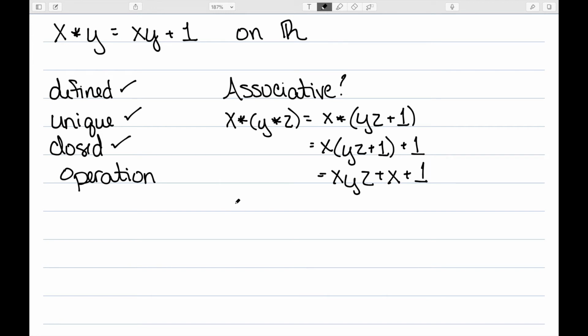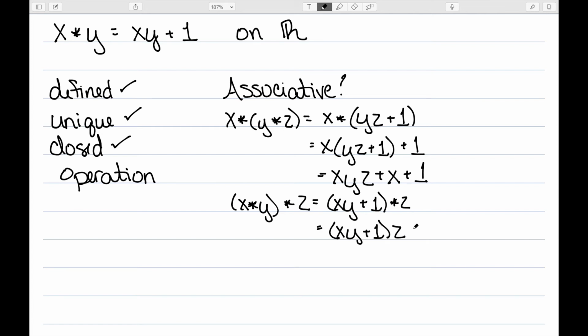Let's consider the other direction. (x star y) star z. Well, starting with what's in parentheses, that would be xy plus 1 star z. And this means multiply the thing in parentheses by z. So we have xy plus 1 times z, and then add 1. So this would be xyz plus z plus 1. And these are not the same thing. So this is not associative.